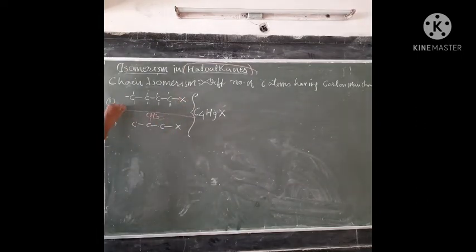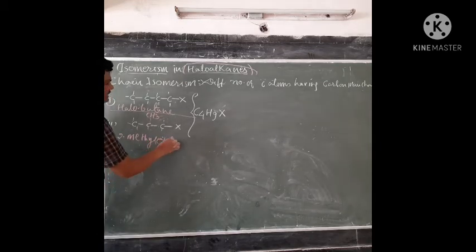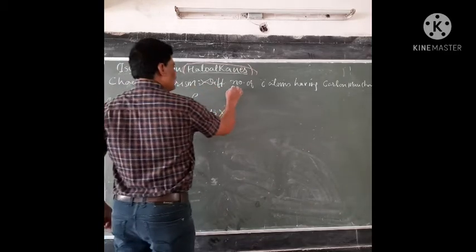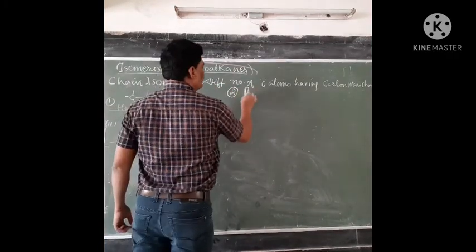Their names are also different. This one is halobutane. But here the name becomes 2-methyl and 3 carbon atoms, halopropane. So halobutane and 2-methyl halopropane. This is called chain isomerism.